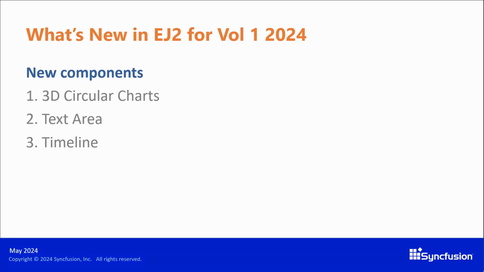Let's start with the new components that have been launched for this Volume 1 2024 release. There are three new components. They are 3D circular charts, text area, and timeline. Let's see about these components one by one.